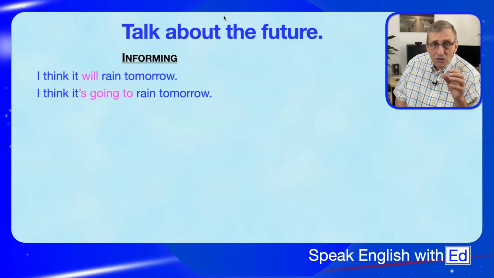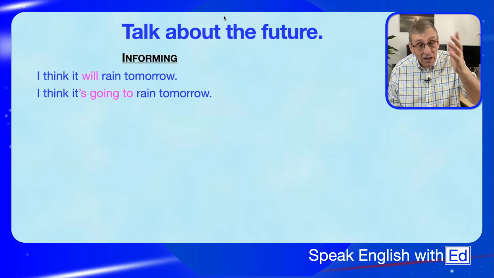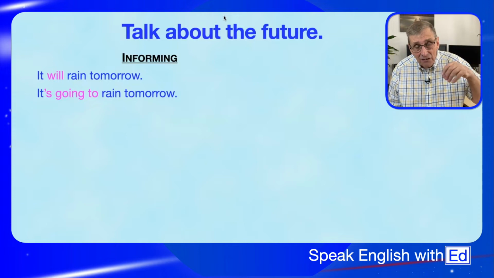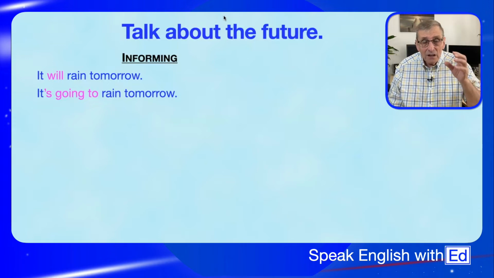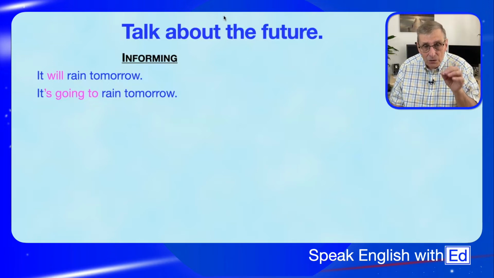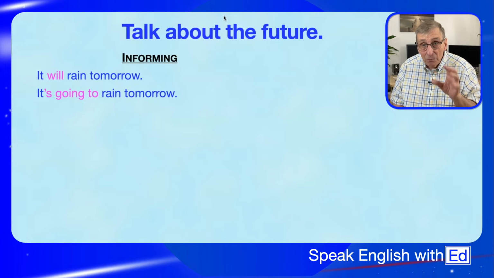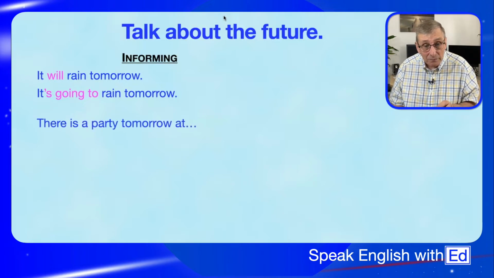Now, when you're informing, obviously you can't use I think. You don't need that informing phrase in your sentence. So you will say, it will rain tomorrow, because you know it's going to rain. You're passing on information that you've been given, or that you know, that you're privy to, that you know it's going to rain tomorrow. It is going to rain tomorrow.